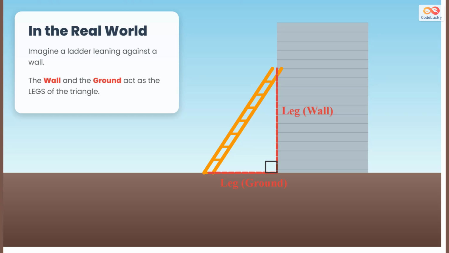Let's visualize this in the real world. Imagine a ladder leaning against a wall. The wall goes straight up and the ground is flat. The wall and the ground form a right angle, so they act as the legs of our triangle.